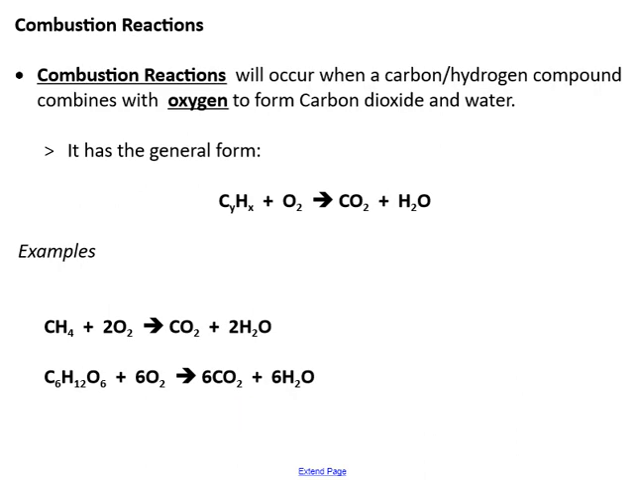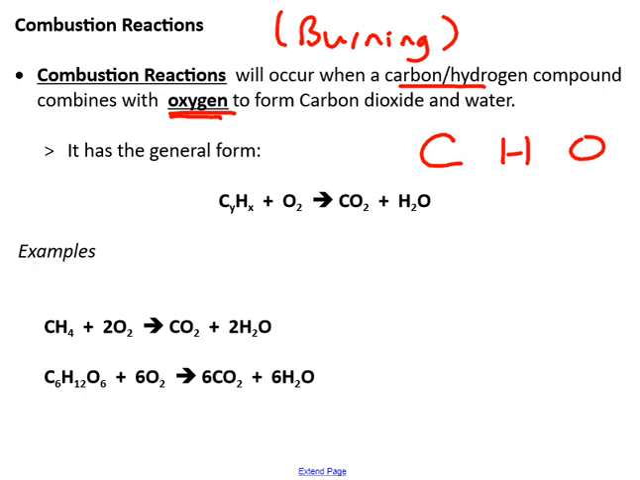Our final reaction type is combustion reactions. To combust means to burn, and these are burning reactions. To burn usually means to combine with oxygen, and specifically for our goals, we will have carbon-hydrogen compounds combining with oxygen. We can burn other things, but ours will always have carbon and hydrogen. Any compound that has carbon, hydrogen, and oxygen only in the equation is going to be a combustion reaction.